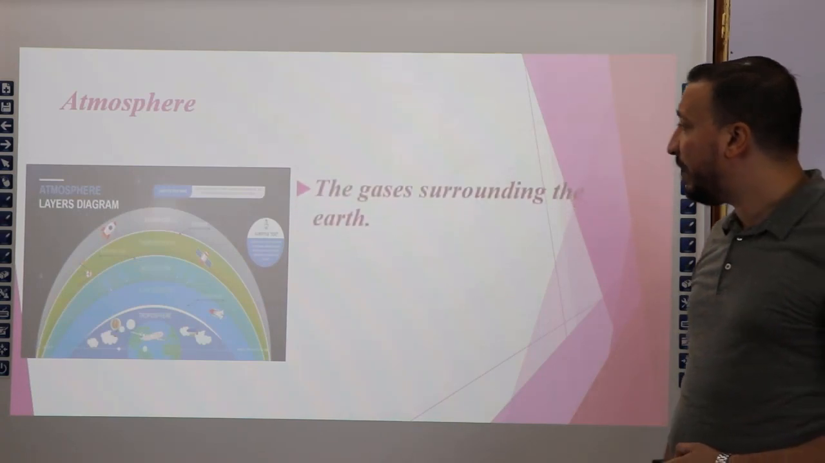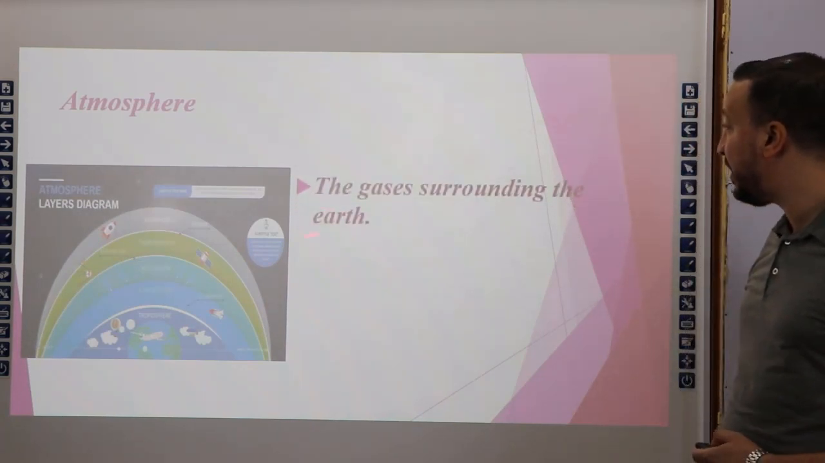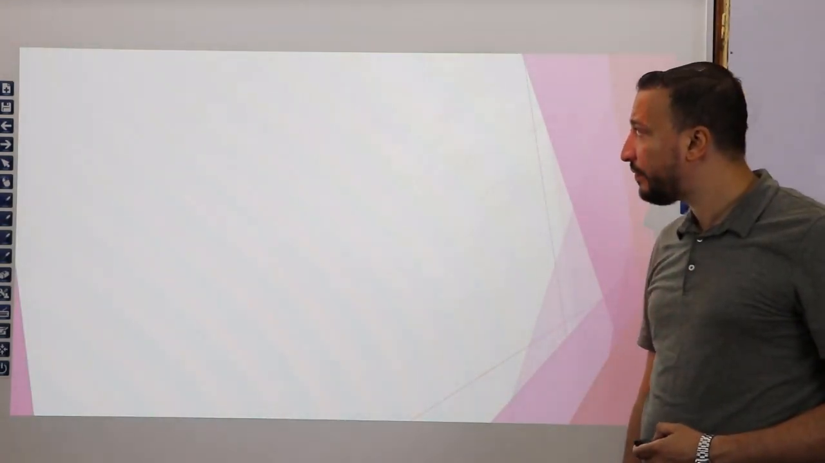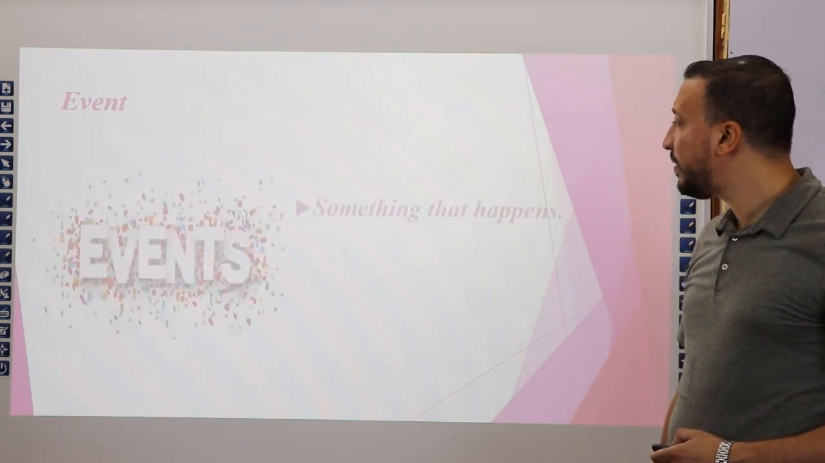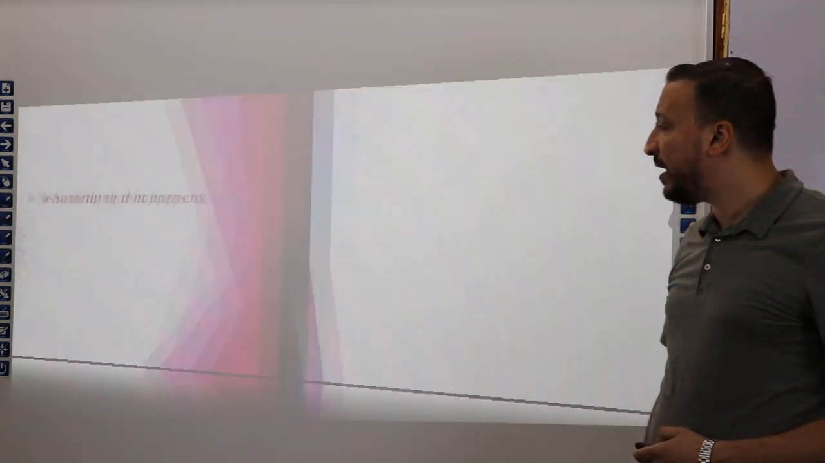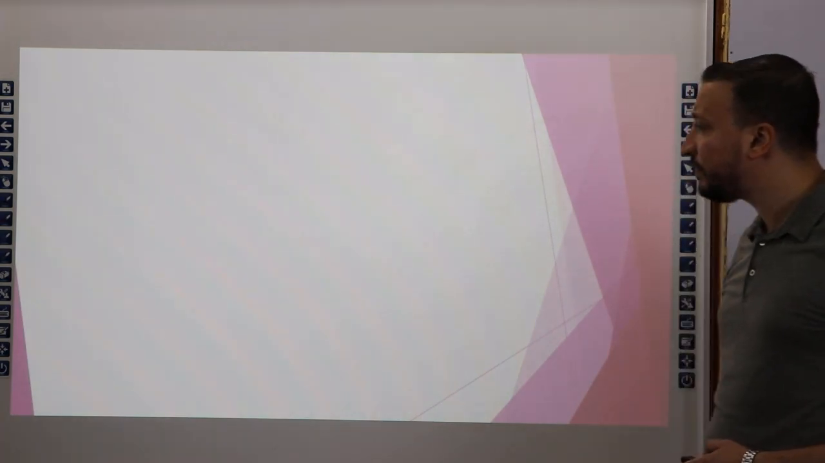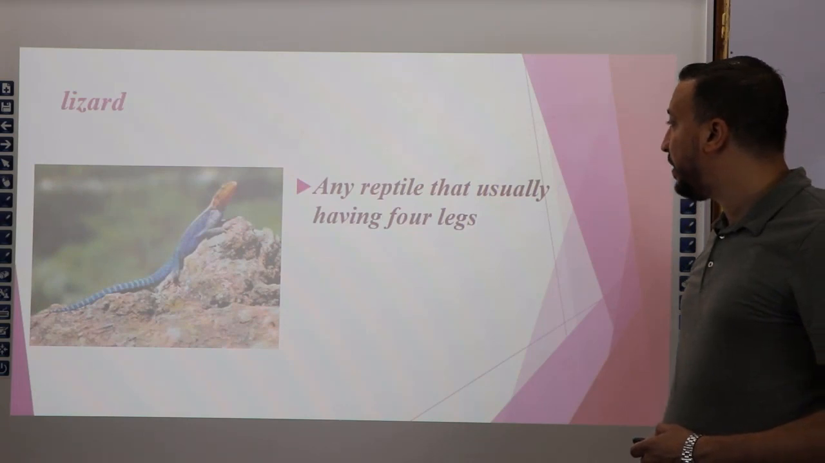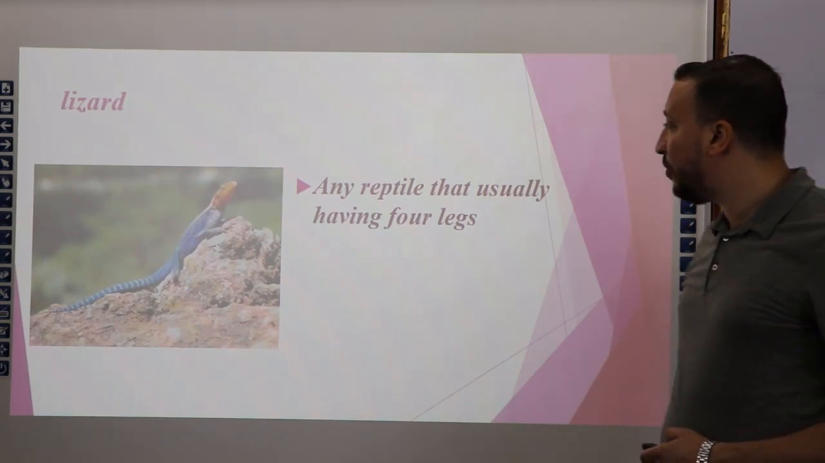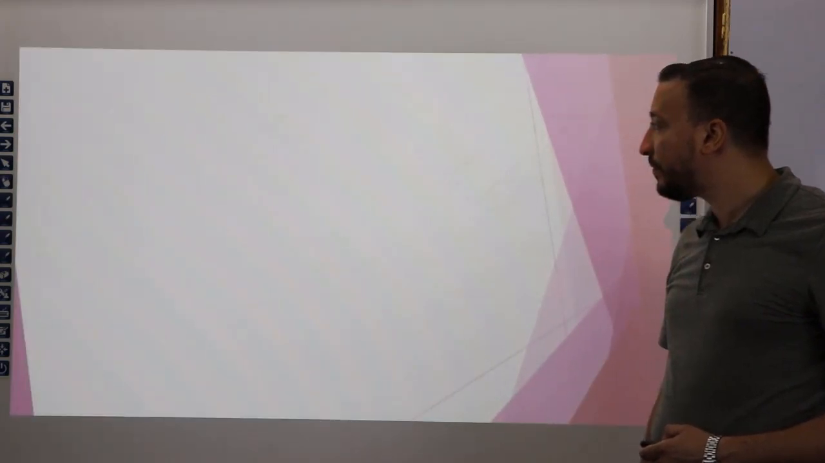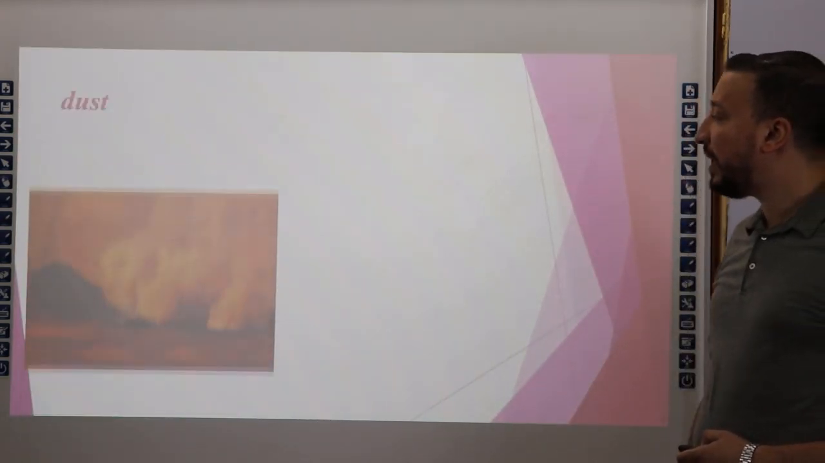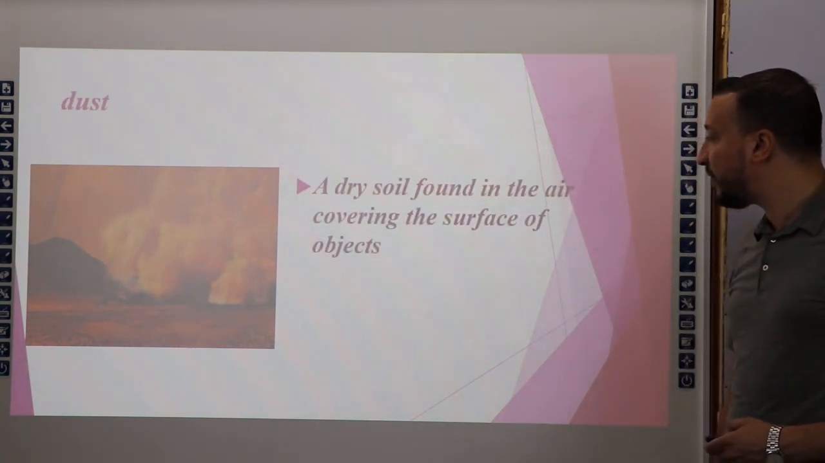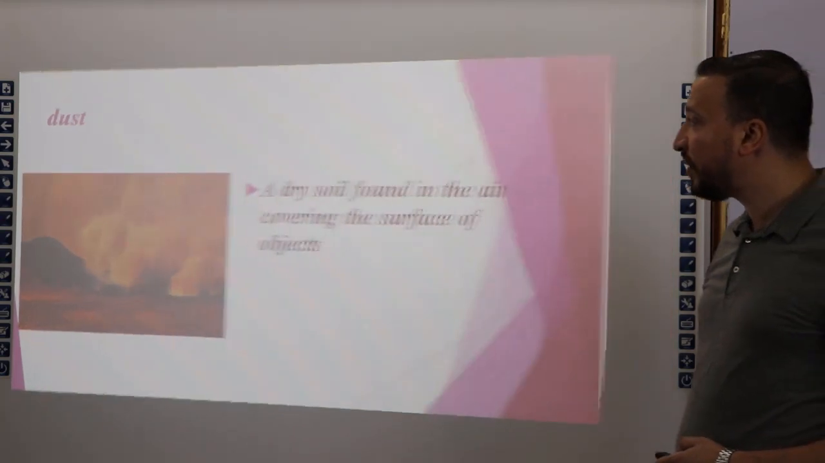Atmosphere, الغلاف الجوي: the gases surrounding the earth. Event: something that happens, أحداث أو حدث. Lizard: any reptile that usually has 4 legs. Dust, غبار: a dry soil found in the air covering the surface of objects. غبار, dust.